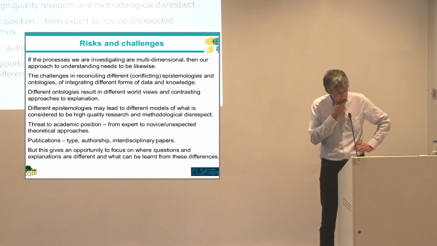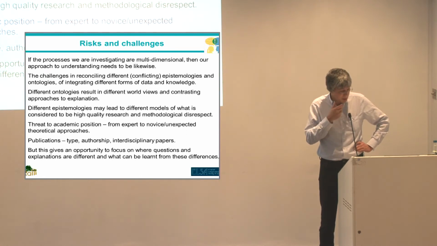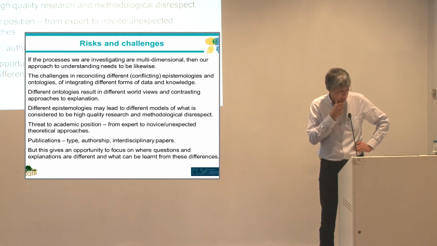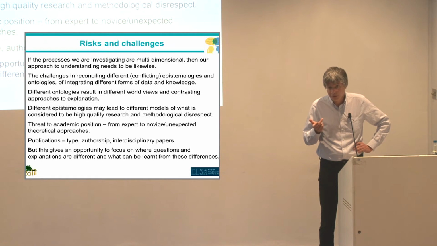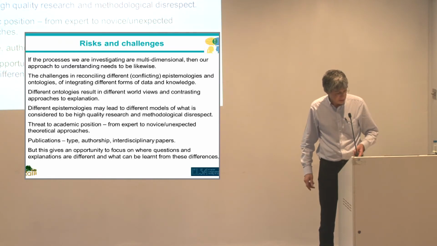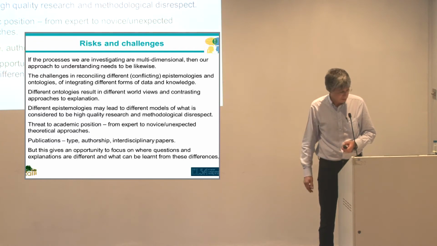Publications, how do we publish together? What kind of publications would we like to achieve? Which journals? Are we allowed to do monographs, book chapters? Who are authors, how is authorship decided, and how the hell do you get interdisciplinary papers? Those are really big questions for people doing interdisciplinary work. But, and I come back to the opportunity again, there is an opportunity to do stuff that is different and perhaps more groundbreaking and perhaps more useful if we do interdisciplinary work.